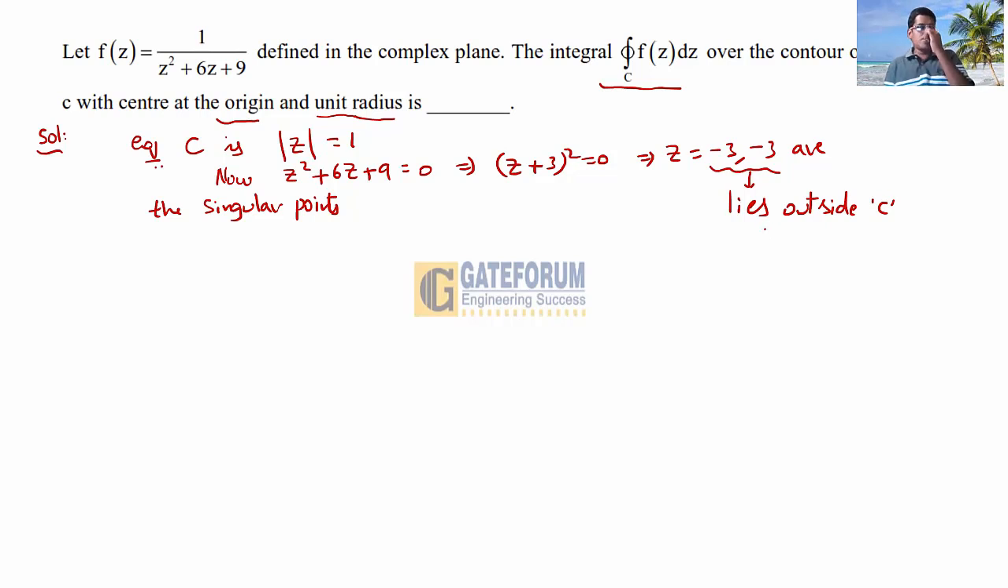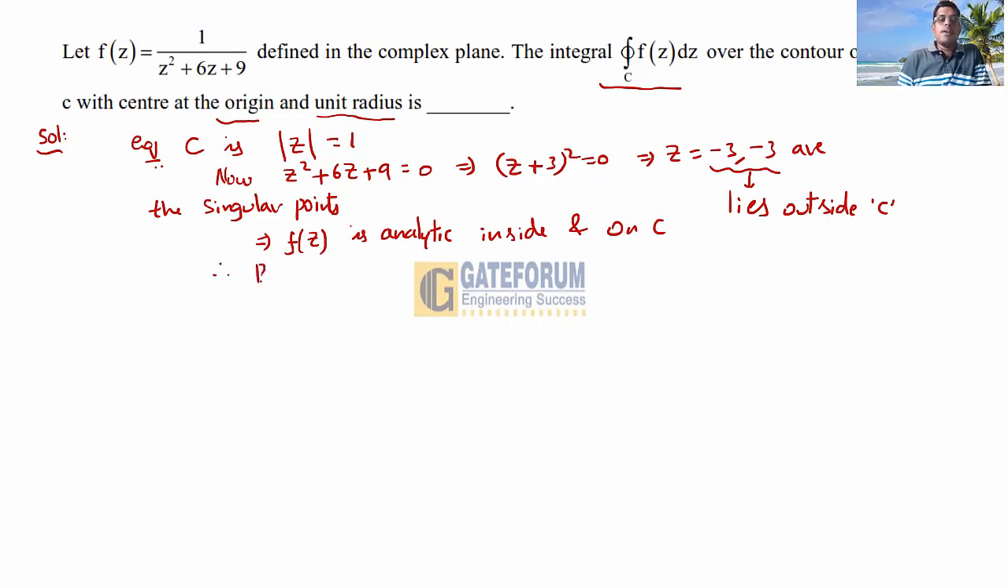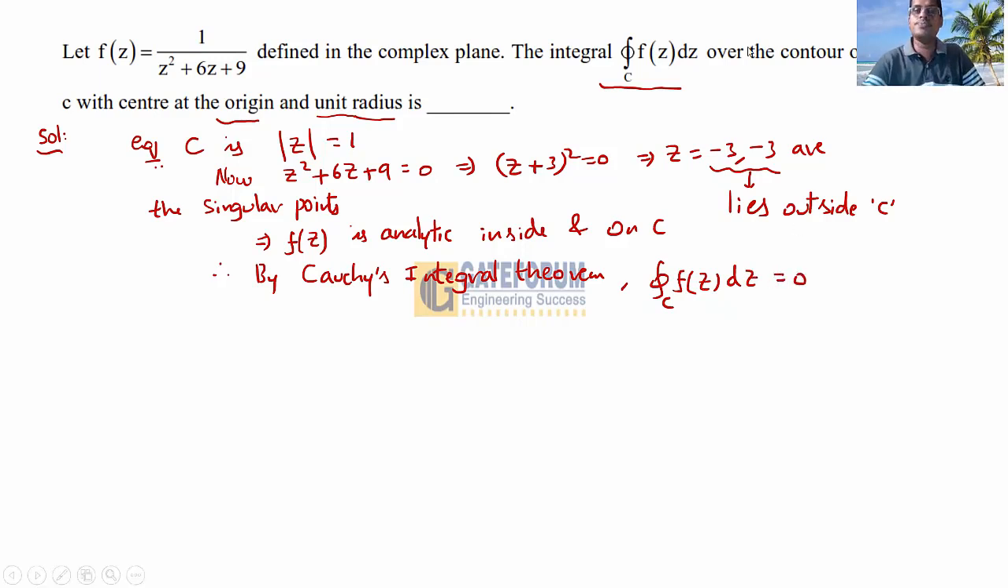When all singular points lie outside, the function f(z), that is the integrand, is analytic on C, which implies f(z) is analytic at every point z inside and on the closed curve C, that is here a circle. Therefore, by Cauchy's integral theorem, the integral over C of f(z) dz is equal to 0. So the answer is 0. This is the end of the question.